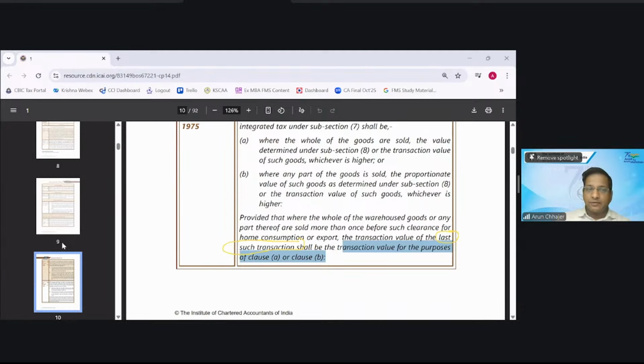Any implication on me because of this entry? Can you link this entry with the ITC chapter? ITC reversal.